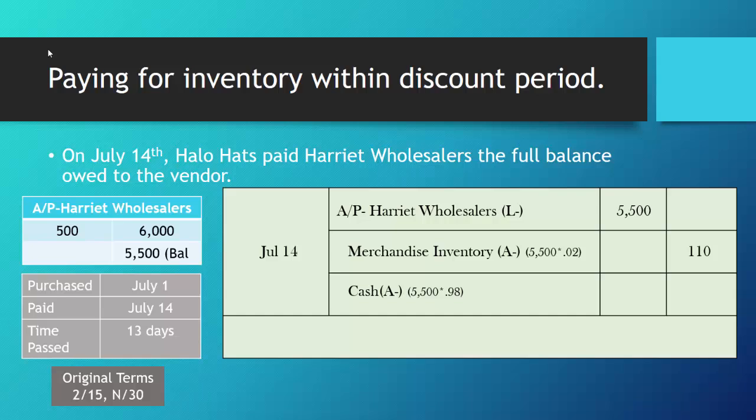which means we're not sending them the full $5,500 in cash. Since we got 2% off, we're only sending them the other 98%. So if we take $5,500 and multiply it by 0.98, we come up with $5,390. That is the amount of cash we are sending to Harriet Wholesalers, and we are paying them within the discount period.